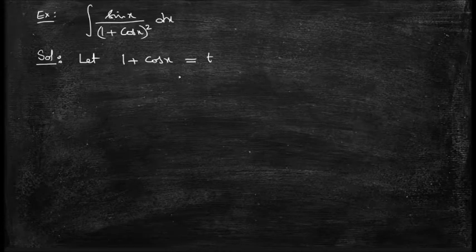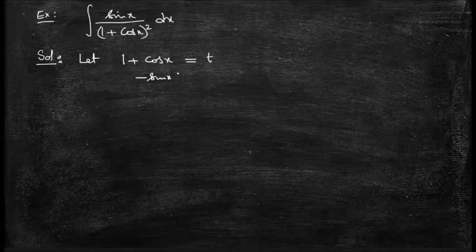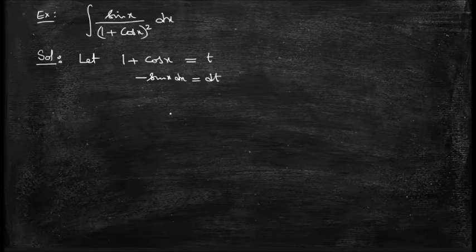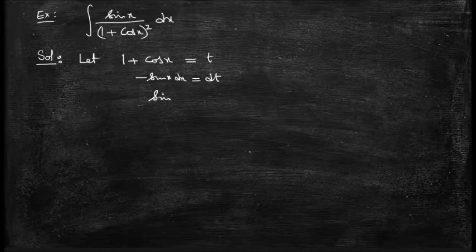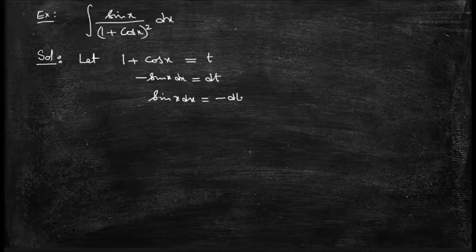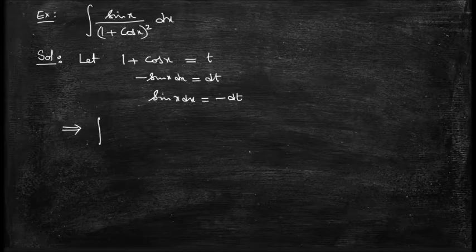When I take 1 plus cos x as t, the differentiation of this is minus sin x dx equal to dt. Now if I look at the numerator, that minus is not there in the numerator form. Sin x dx is there. So I am sending that minus: sin x dx is equal to minus dt. I am replacing that.